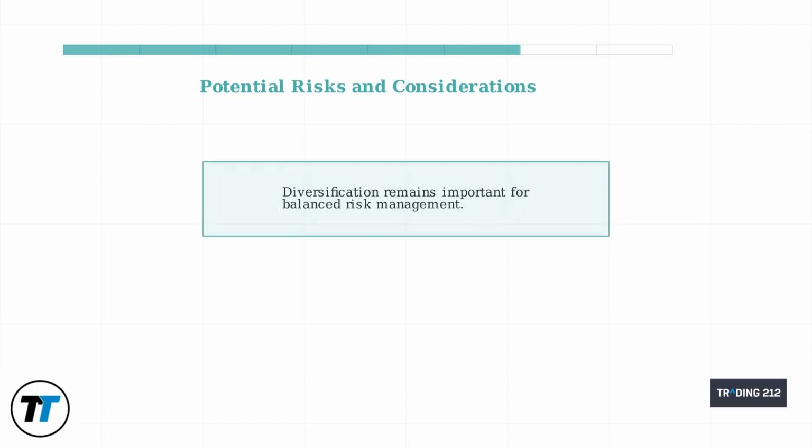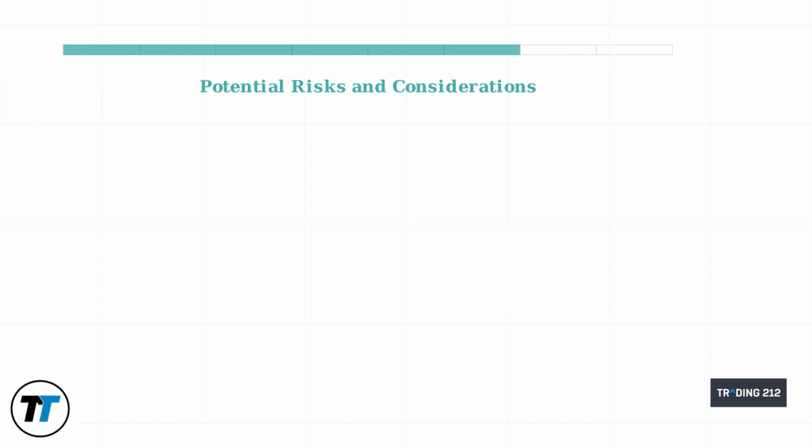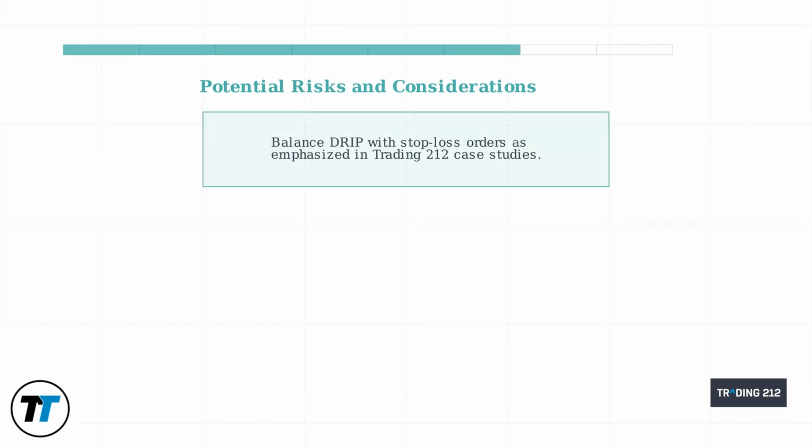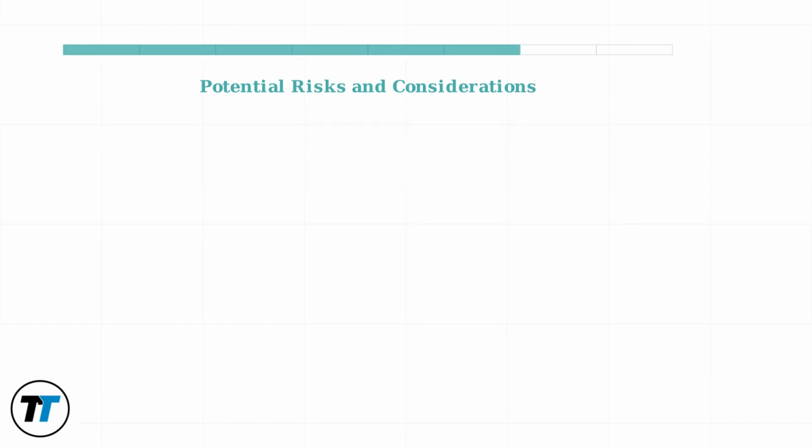Diversification continues to be crucial when using dividend reinvestment plans. Spreading investments across different sectors and asset classes helps mitigate risks associated with individual stock performance. Trading 212's case studies highlight the importance of balancing dividend reinvestment with stop-loss orders. This combination helps protect against significant losses during volatile periods while still benefiting from compounding growth.